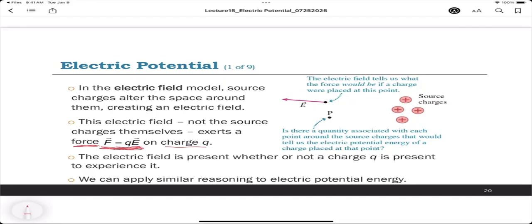The electric field is present whether or not a charge Q is present to experience it. This is also what we talked about in the last class. The electric field is always there because there are source charges here, no matter whether this charge Q is there or not. We can apply similar reasoning to electric potential energy. There are similar characteristics for electric potential energy.